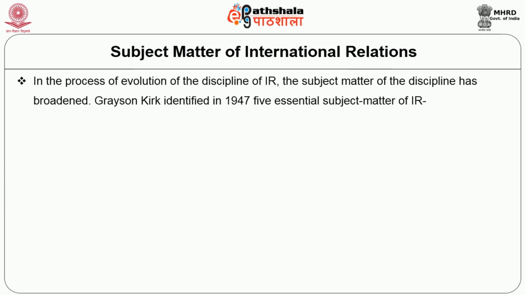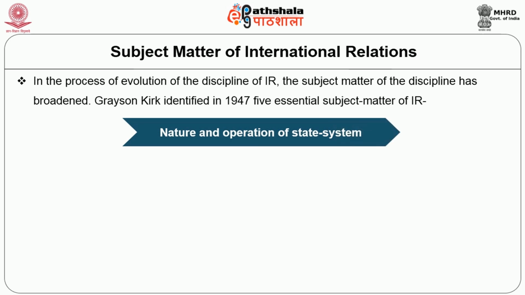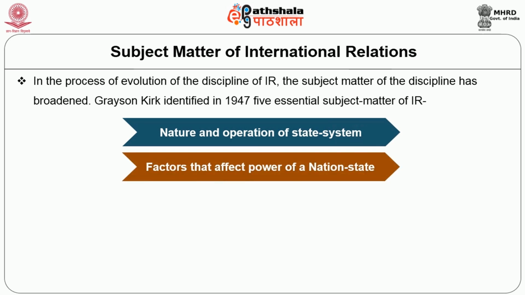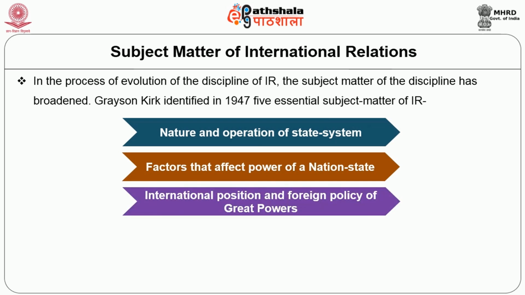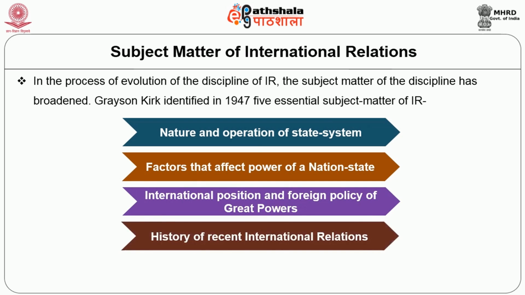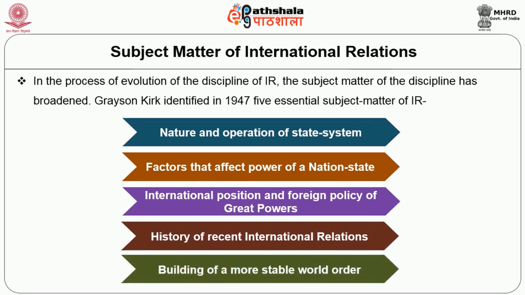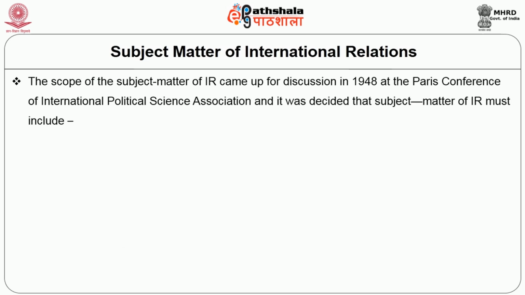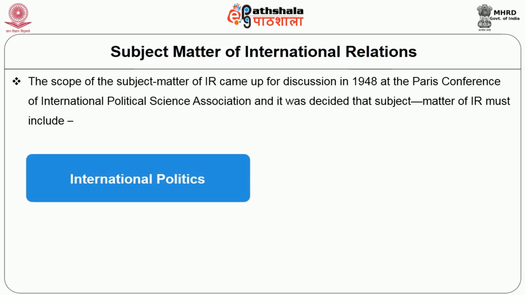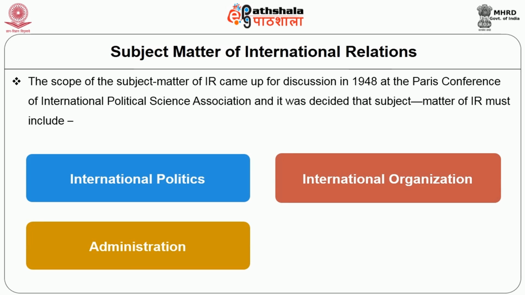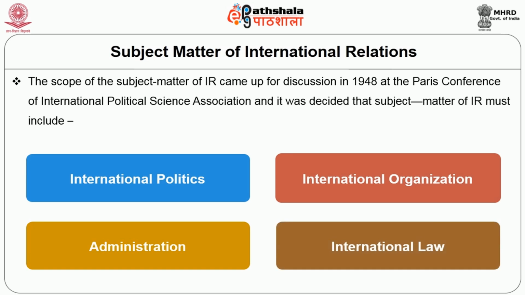In the process of evolution of the discipline of IR, the subject matter has also broadened. Grayson Kirk identified in 1947 five essential subject matters: the nature and operation of the state system, factors that affect the power of a nation state, the international position and foreign policy of great powers, the history of recent international relations, and the building of a more stable world order. The scope of the subject matter of IR came up for discussion in 1948 at the Paris Conference of the International Political Science Association, and it was decided that the subject matter of IR must include international politics, international organizations and administration, as well as international law.